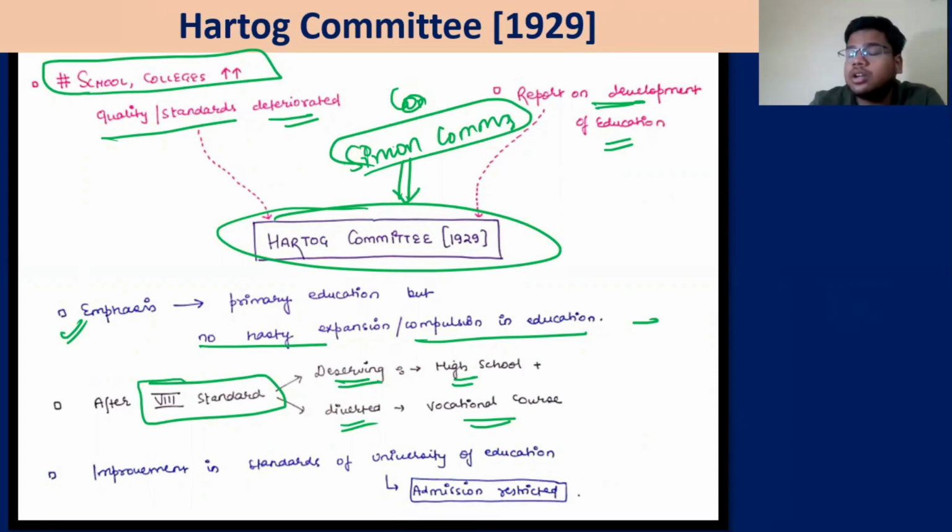Very interesting thought. So everyone should not be given the university education. Those who are deserving, those who are performing well, those who are studying well, they need to be given the university education. Rest ko just go for the vocational.